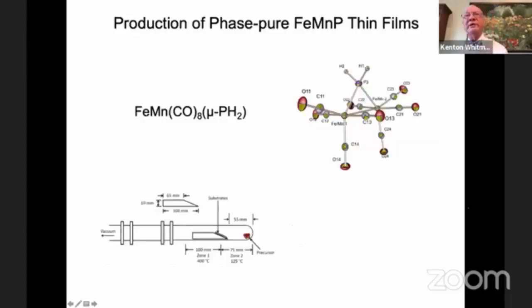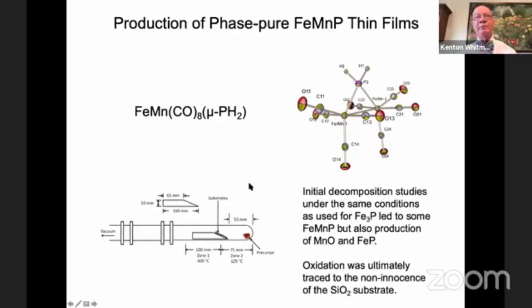We could also do the same thing with FeMnP. I jumped the gun a couple of minutes ago. We could make phase pure materials of FeMnP using our precursor. But we had some initial problems. It took us a little while to sort this out because when we made these the same way that we made the Fe3P, we found that our films were always contaminated with some manganese oxide and some FeP.